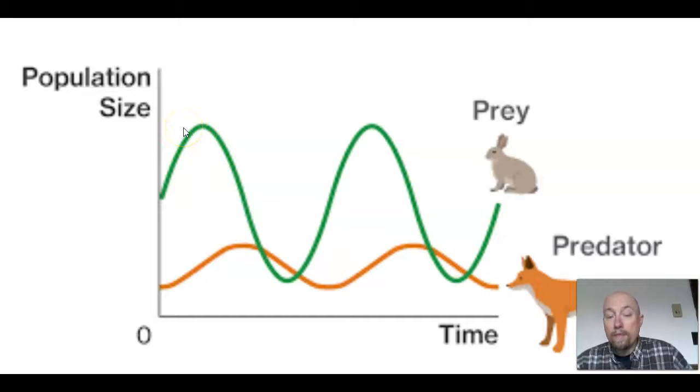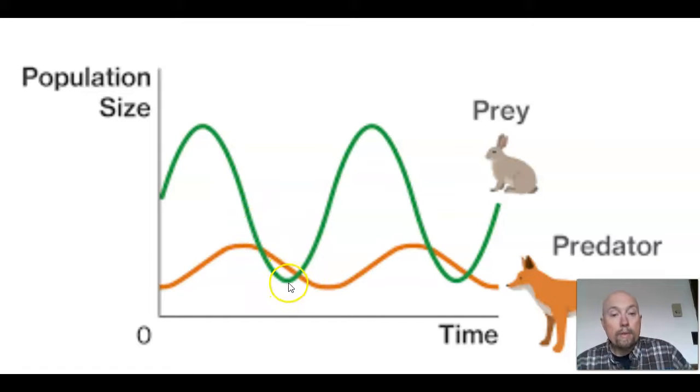Now, of course, fox eat rabbits. So if there's a lot of rabbits, then the fox are going to be able to get a lot of food. They're going to reproduce more frequently and have healthier babies. So their population is going to increase. Now check it out. Once their population increases and there's a lot of fox around, look what happens to the prey. So now the rabbits decrease.